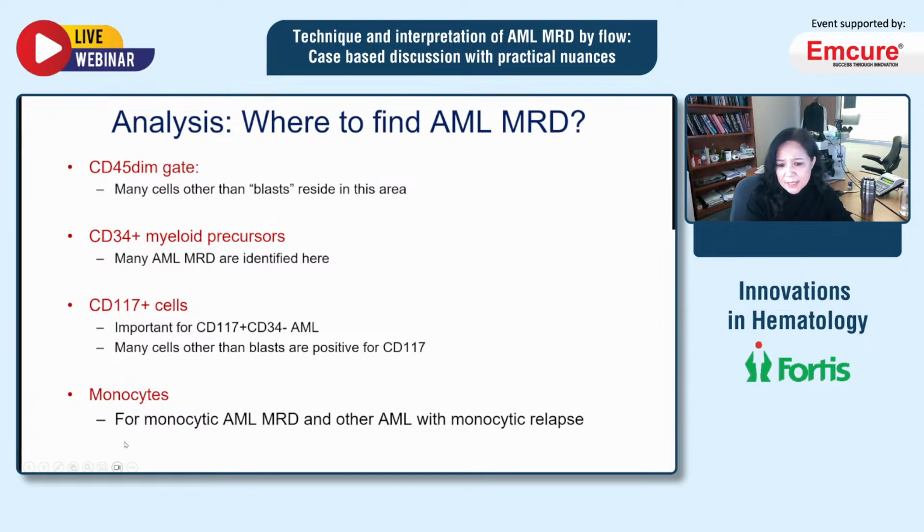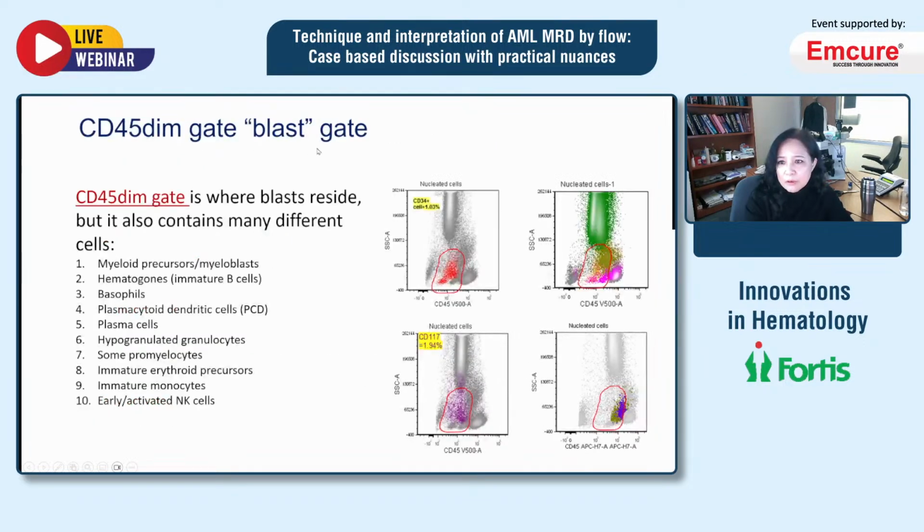The monocytes, of course, are very important for patients with monocytic leukemia. I'm also going to have an emergence of monocytic relapse from patients who are not monocytic leukemia, right? I'm going to have some examples to show that. So this is a CD45 dim gate. We can easily count 10 different cell populations which are not blasts in this area.